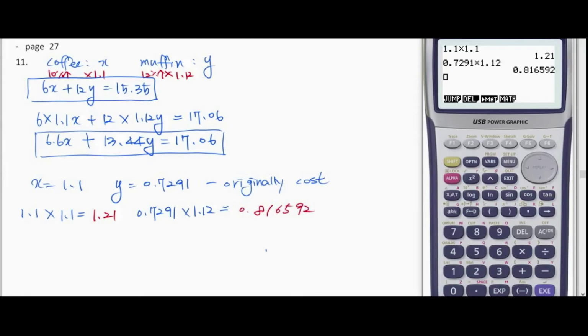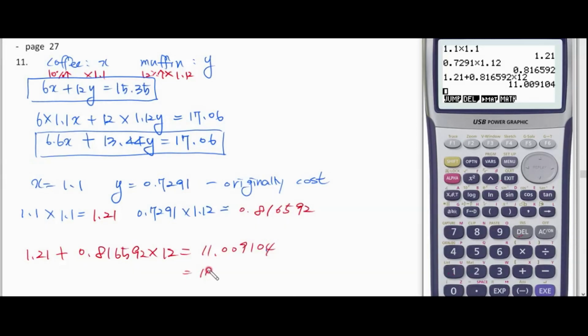And this time, for the last part, we should find out the new price of 1 cup and 12 muffins. So 1.21 plus 0.816592 multiplied by 12, and that will be the answer. So it's 11.009104, and that equals 11.01.